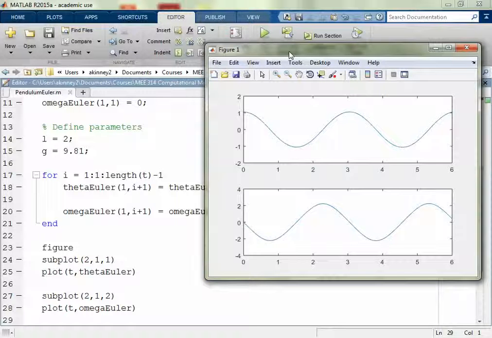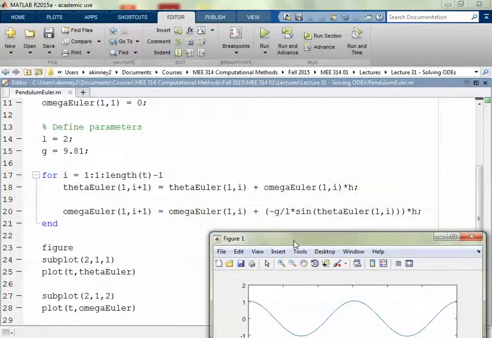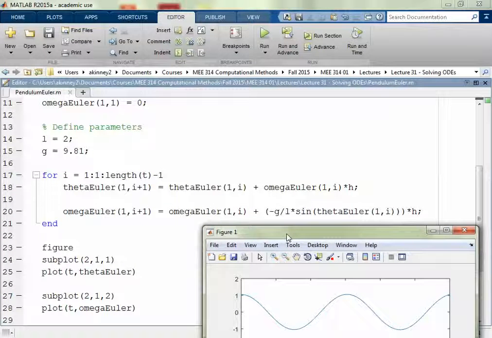How do we do? Okay. Let's see. I'll move this out of the way so that people can see everything. Any questions about that?